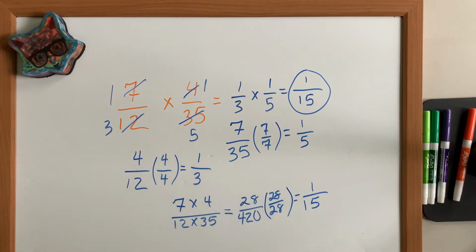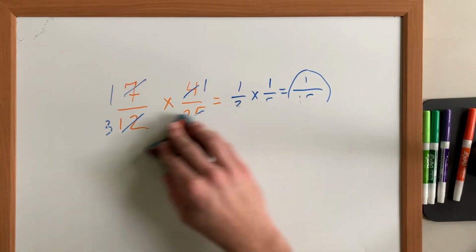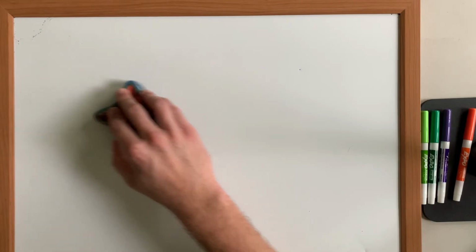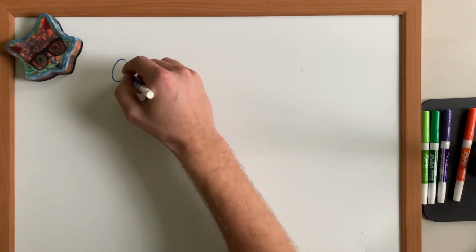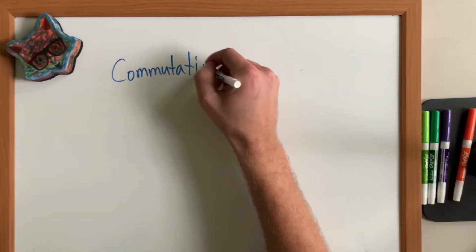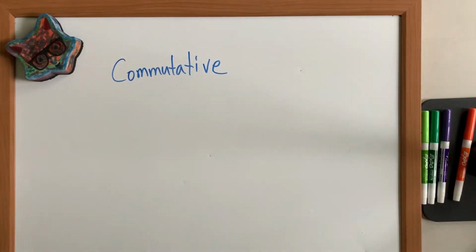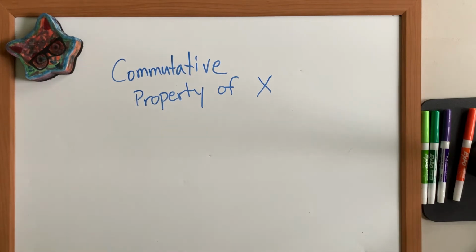Okay? Now, I'm going to erase this, and we're going to talk about why does this work. This is not just some silly made-up step. There's actually a reason why this works. Okay? What we're going to talk about is something called the commutative property of multiplication. The commutative property of multiplication.